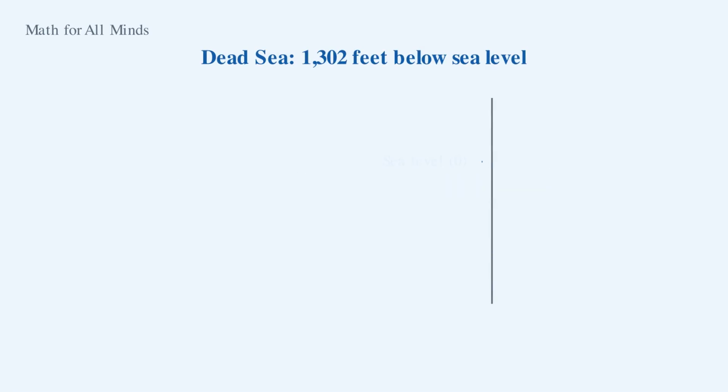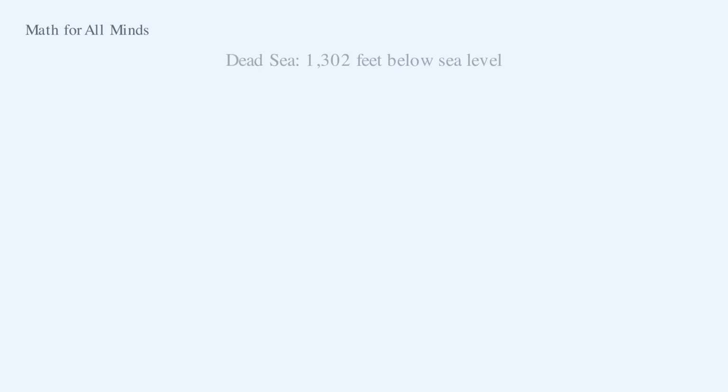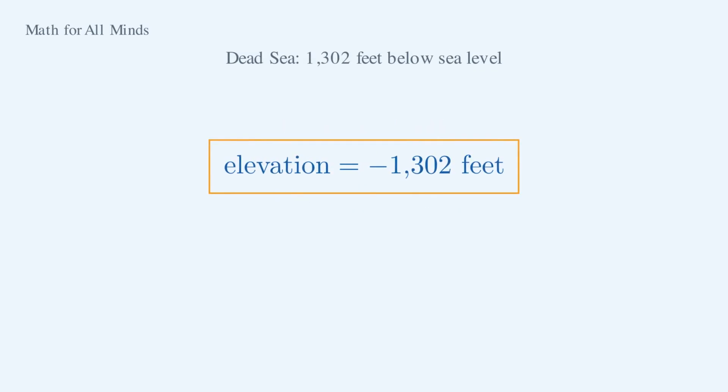The elevation of the Dead Sea is 1,302 feet below sea level. How do we write that as an integer? The words below sea level tell us the number is negative. So the elevation is -1,302 feet.